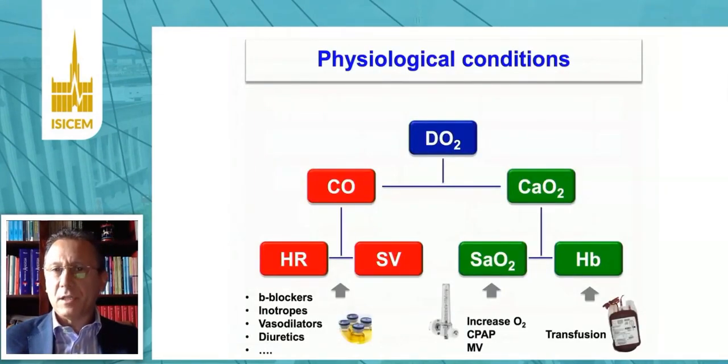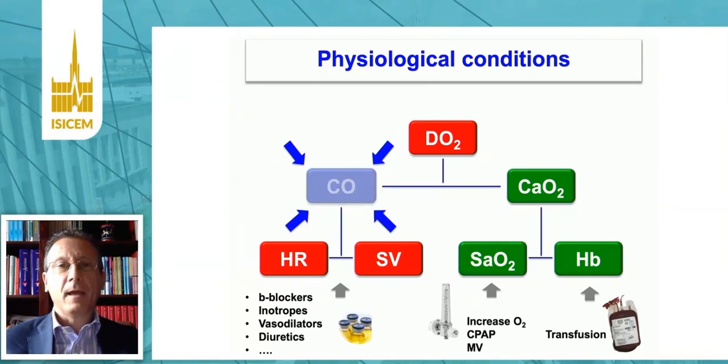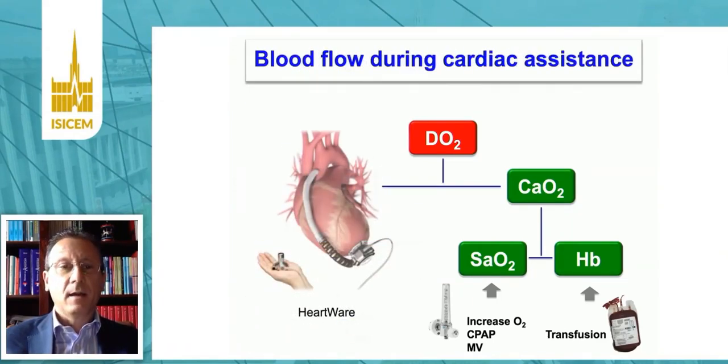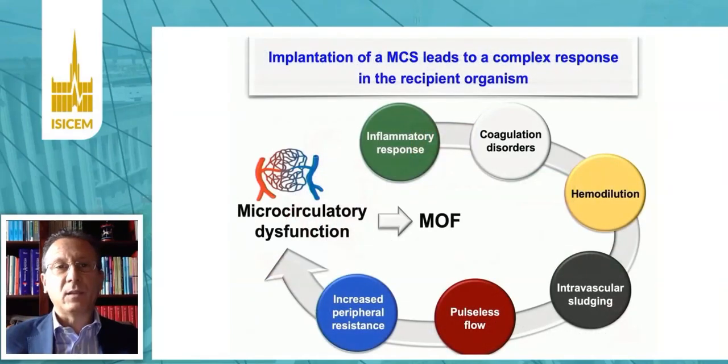Under physiological conditions, oxygen delivery is determined by cardiac output and by arterial content of oxygen. But of course, cardiac output is the main determinant of oxygen delivery. In patients with cardiac assistance, cardiac function is replaced by the VAD. And unfortunately, VAD implantation leads to a complex response in the recipient organism, which is characterized by inflammatory response, coagulation disorders, hemodilution, intravascular sludging, pulseless flow, and increased peripheral resistance. All these factors are responsible for microcirculatory dysfunction and multiple organ failure.